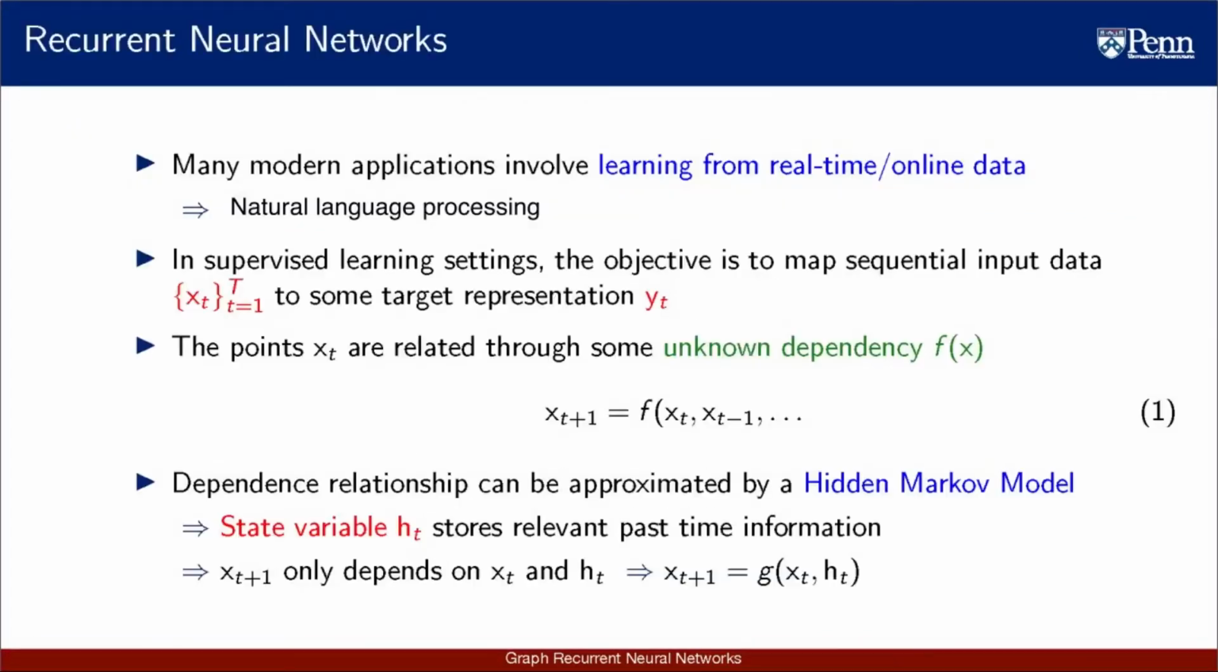In machine learning, there are many applications that involve learning from real-time data, like natural language processing. In supervised learning, the objective is to map sequential input data x_t to some target output y_t. We assume that the data points in x_t are related through some dependency relationship f, that is, x_{t+1} is obtained by applying f to past elements. This set of dependence relationships can be modeled by a hidden Markov model with state variable h_t that stores relevant past time information, and we can now model x_{t+1} as only depending on the input at the previous time step x_t and on the state variable h_t through some function g.